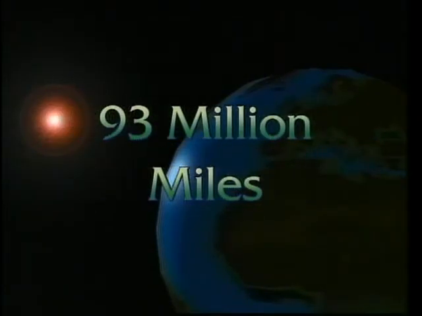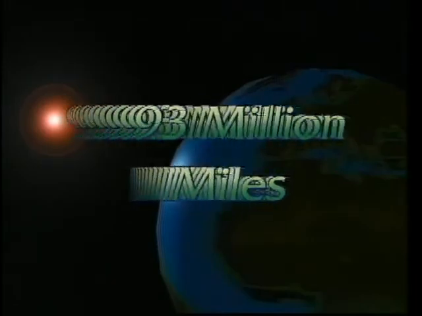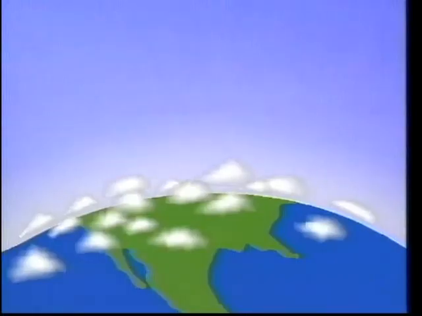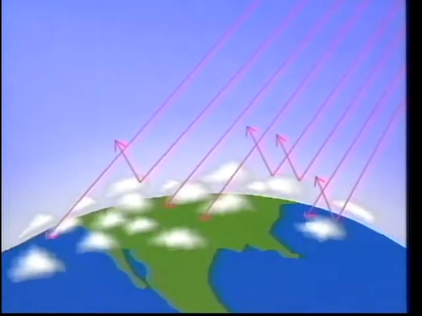The energy from the sun travels through space an incredible 93 million miles to reach our atmosphere. Some of the energy is blocked by the atmosphere when it hits dust and water particles. This energy bounces back into space.